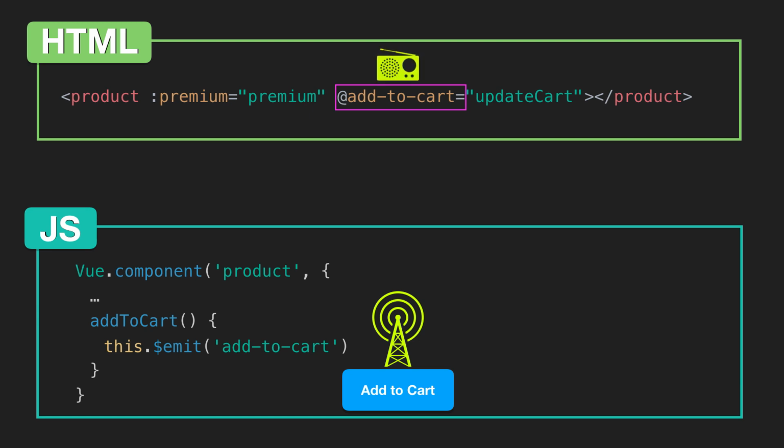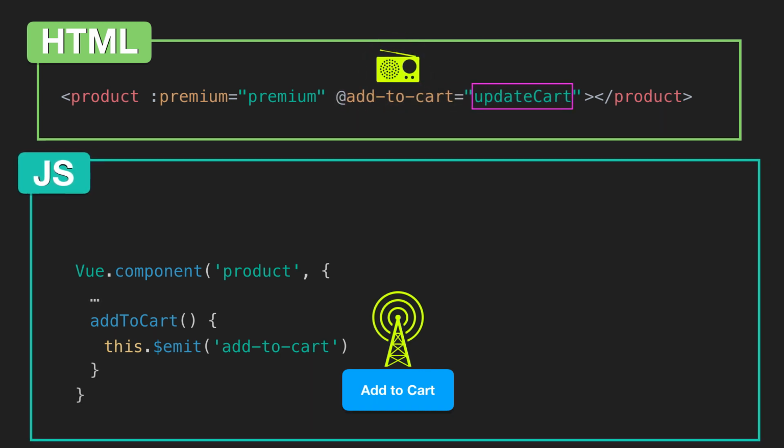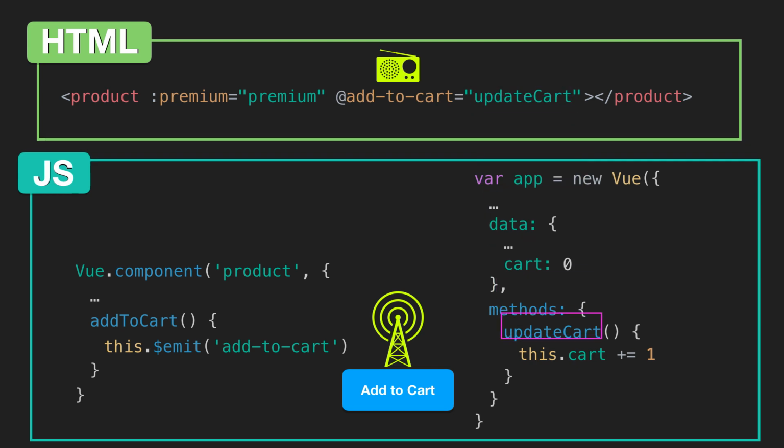Now when the Add to Cart button is pressed, it emits a signal that is received by an event handler on the product component. This then triggers the update cart method on the Vue instance, which increments the cart. We haven't yet written this method, but we will in just a moment.